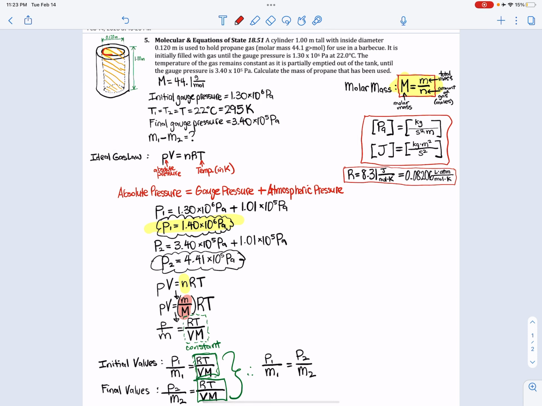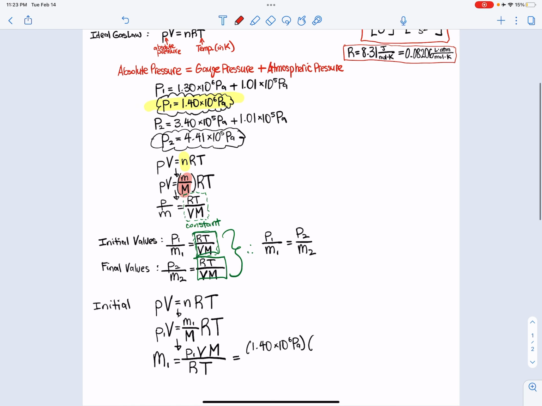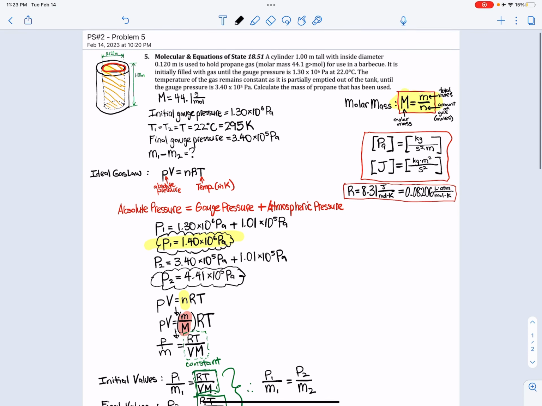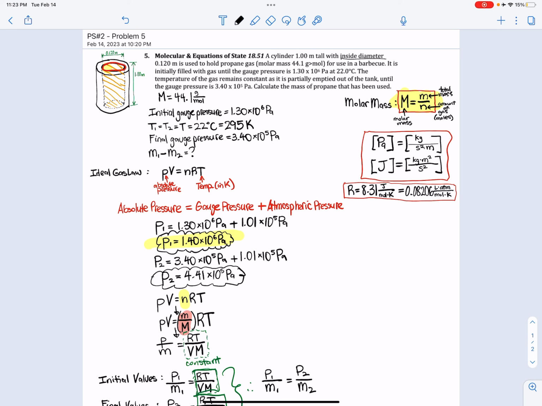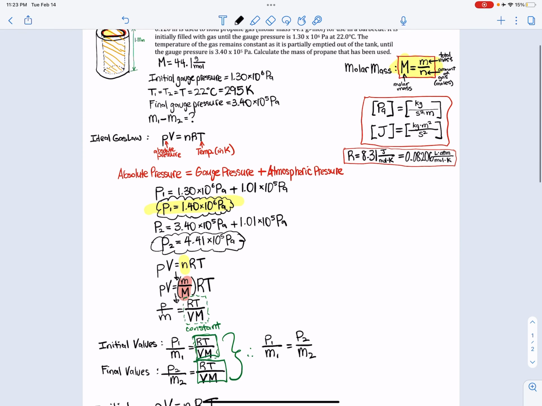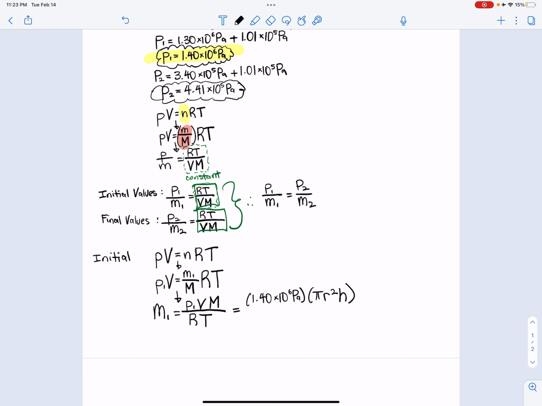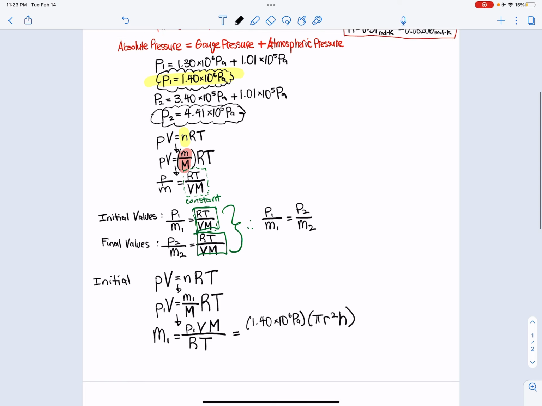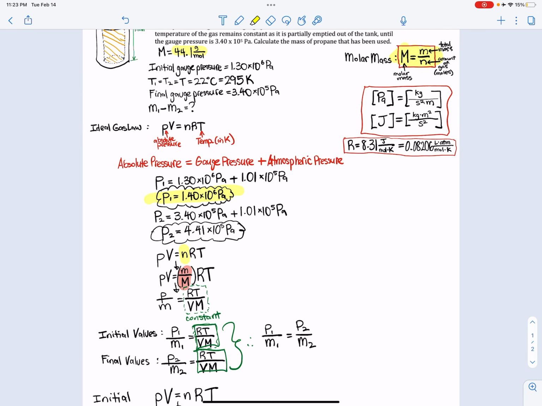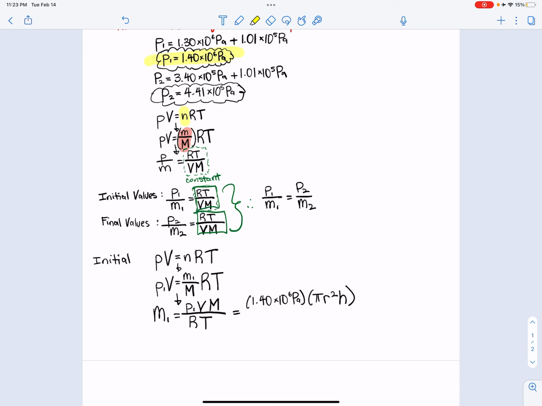The area of this inside diameter, right? Which is going to be, area is pi r squared, right? Pi r squared, and that's the radius of the inside diameter of the cylinder right here, circled in right here, okay? Times height, which is 1 meter, right? And then multiplied by the molar mass, which is given right here, times molar mass, divided by R T, okay?